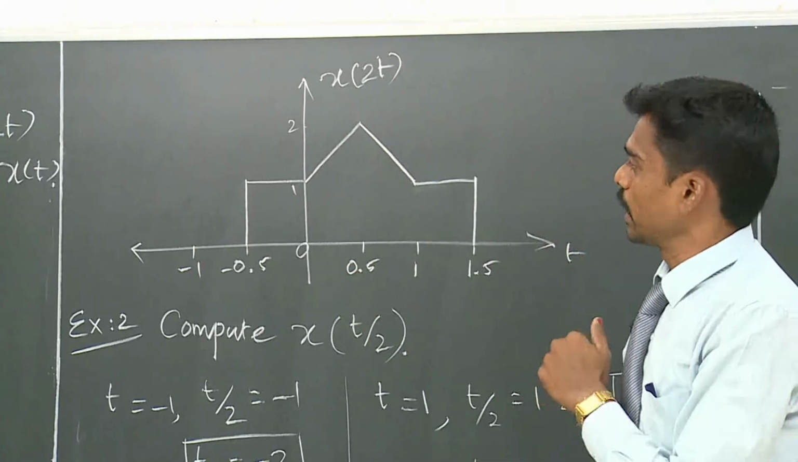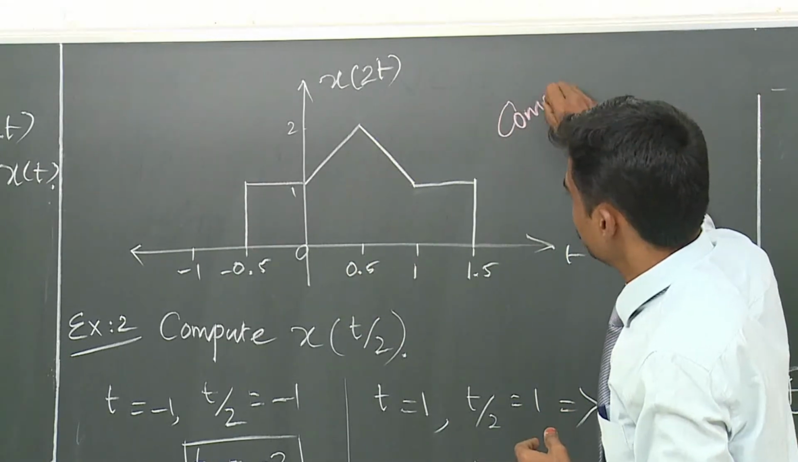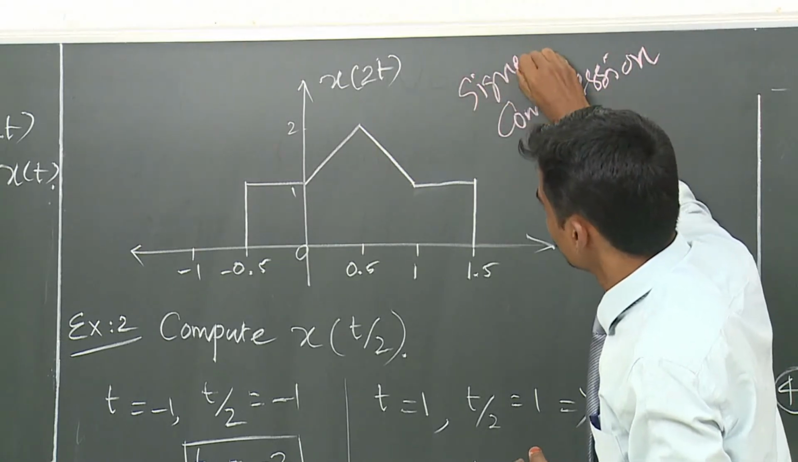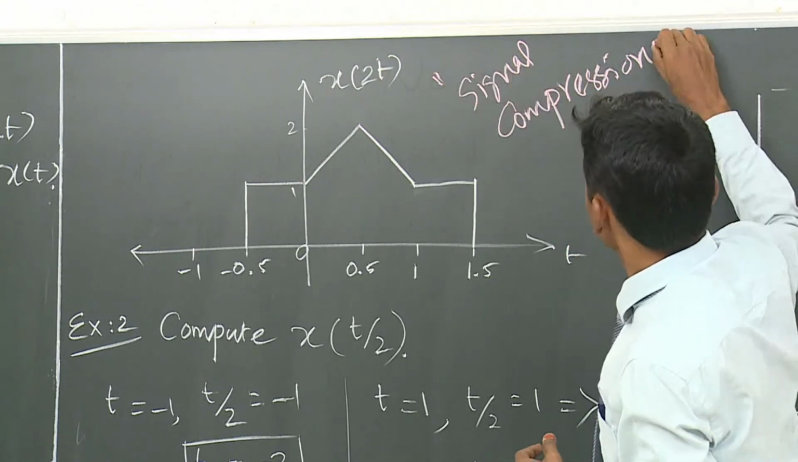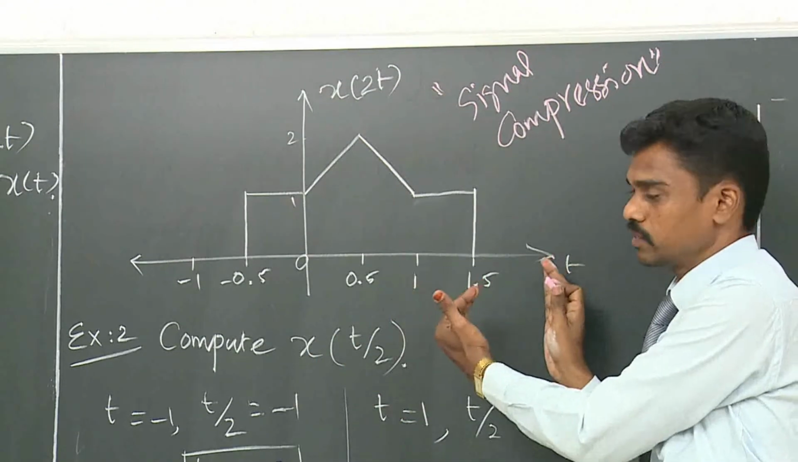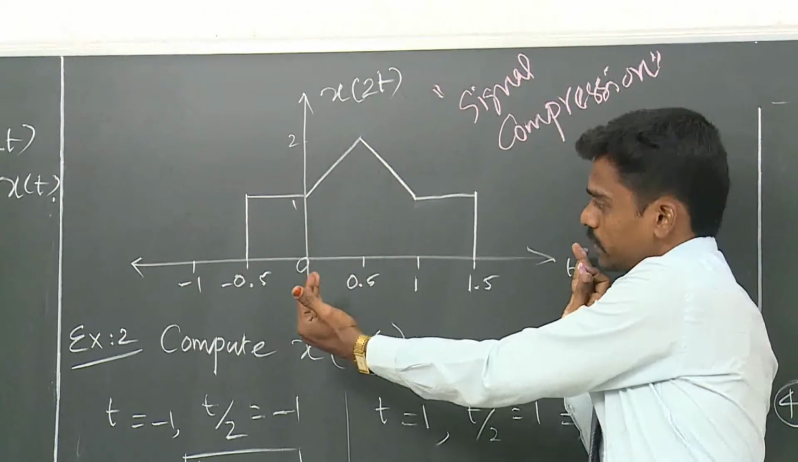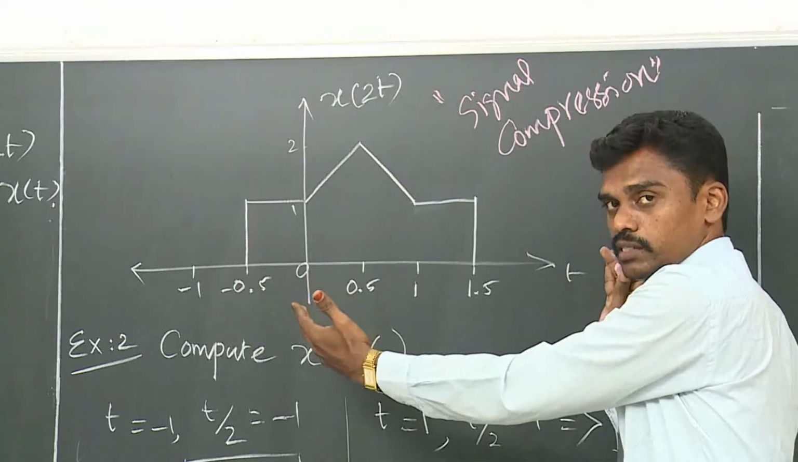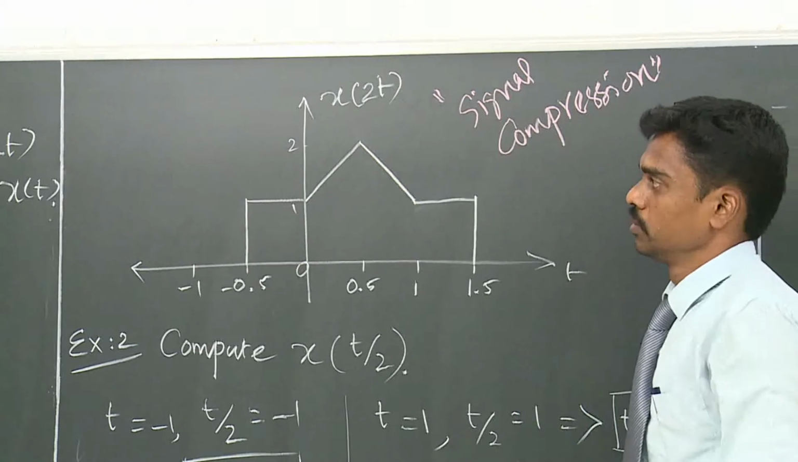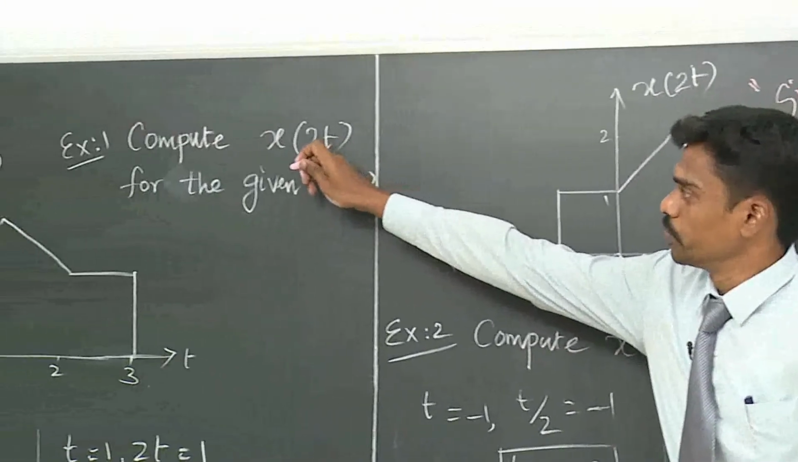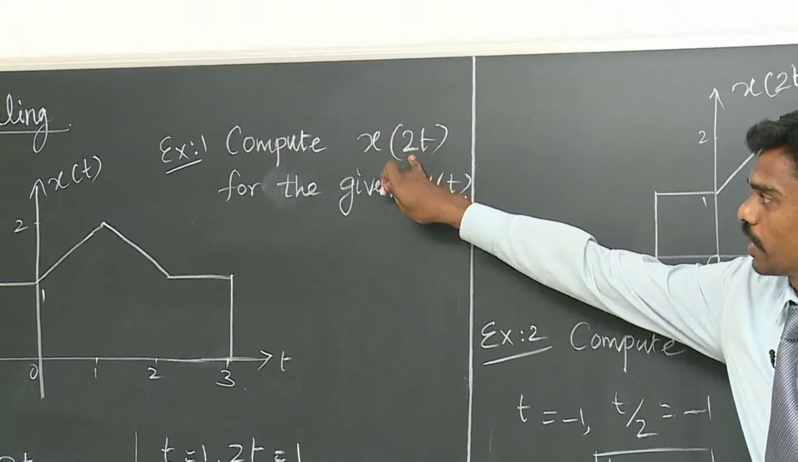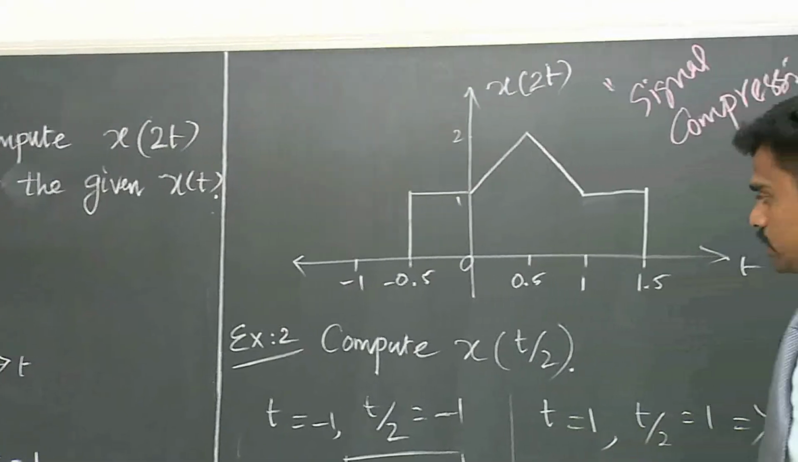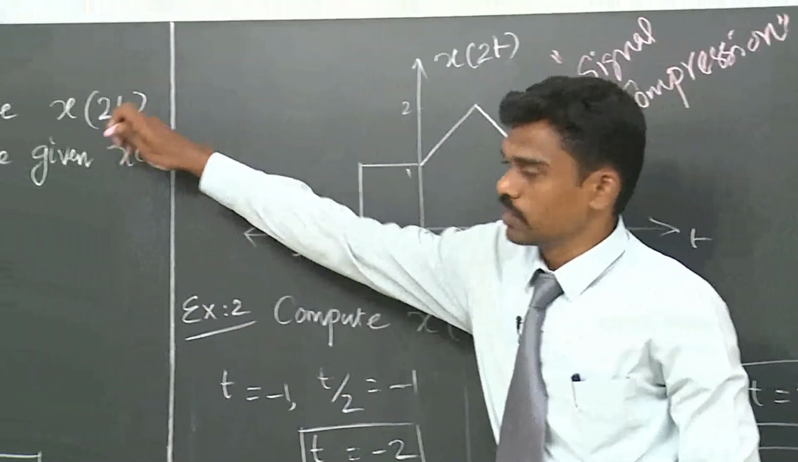So this type of time scaling is called signal compression. There we have a large duration; here the duration is shorter, halved, because the scaling factor I have taken is 2. Here the scaling factor is 2.